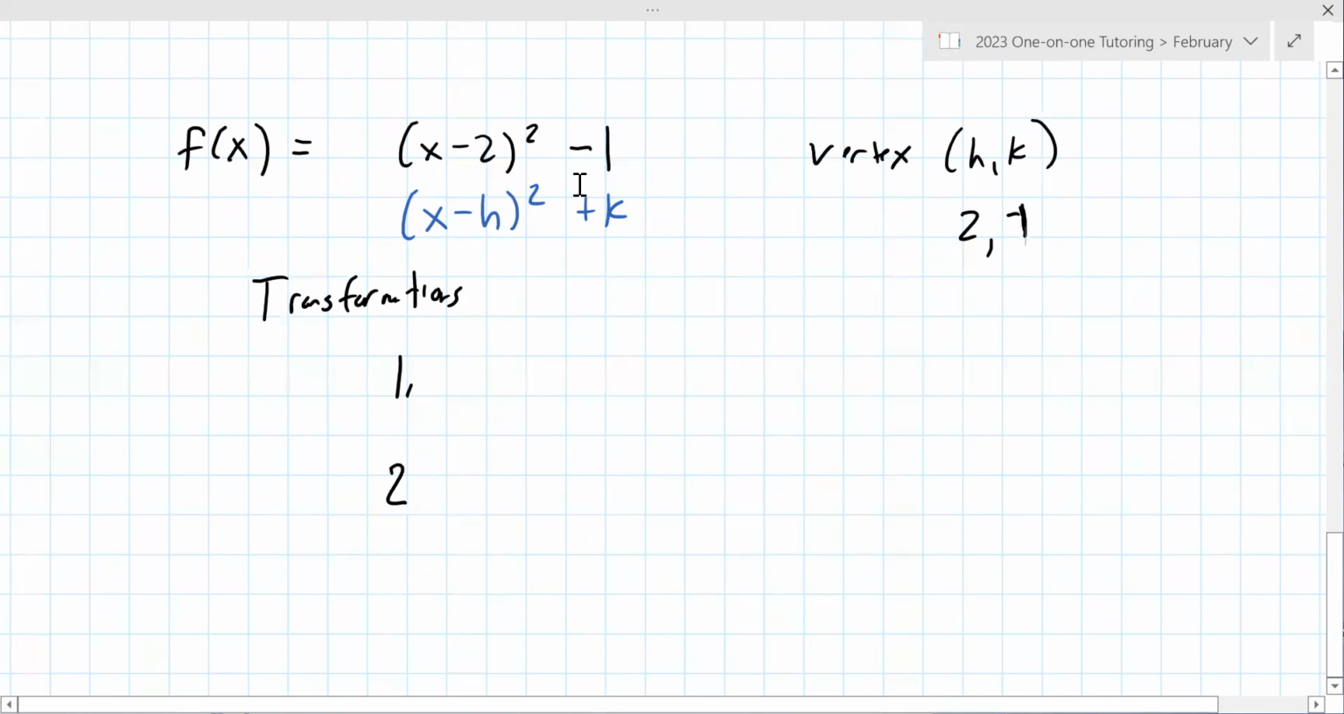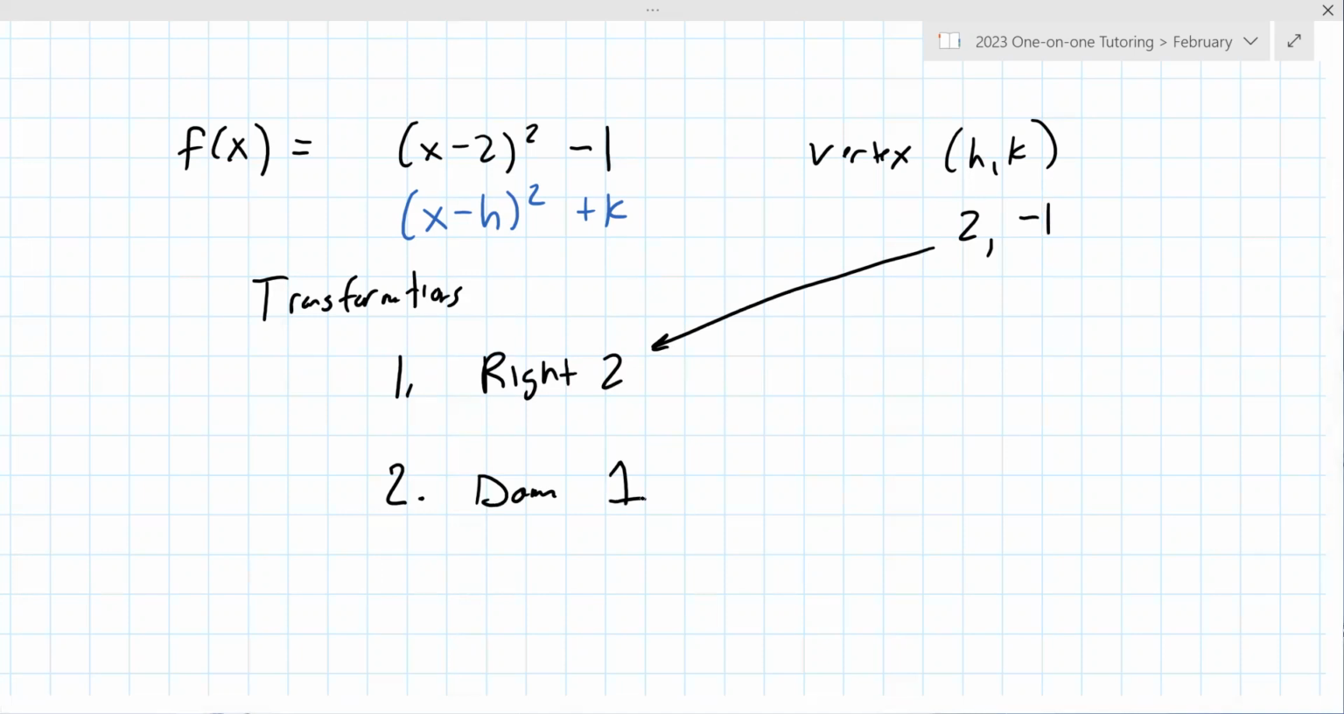It's hard to remember, right? Why is one flipped and the other's not? That's just the plus minus. But this tells you the transformations. The first number is right or left, so it's right 2. The second one is down 1.